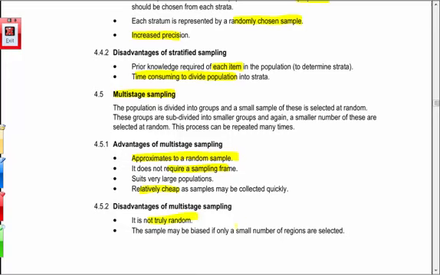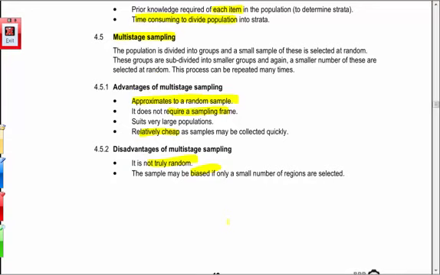It isn't truly random though, and it might be biased if only a small number of regions are selected. So for a multi-stage sample of the UK to work, you might decide first of all to split into counties, and then to divide counties further, and perhaps into districts, and then you might divide those districts into perhaps electoral wards, and then sample a small area within those. It will work well if you have a good coverage and don't have too few regions selected.